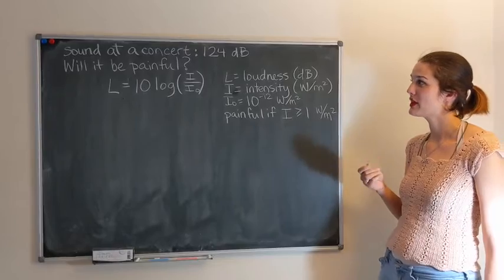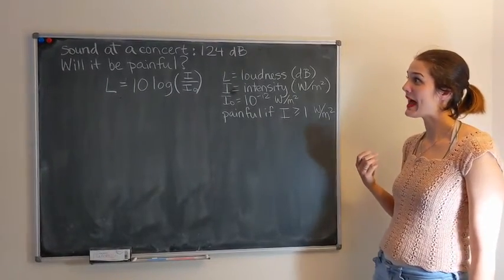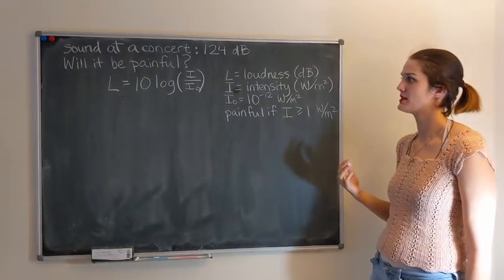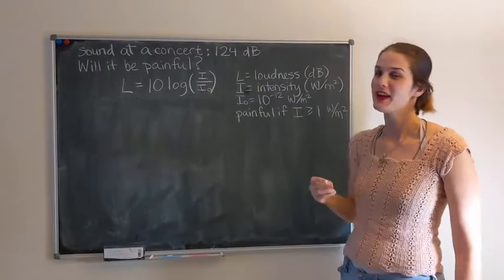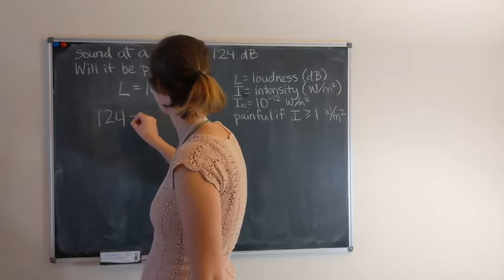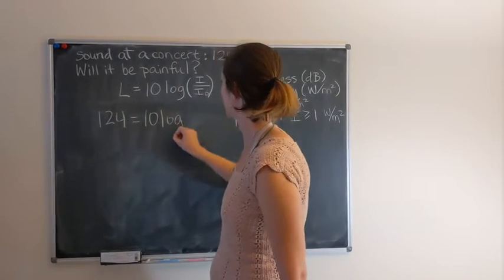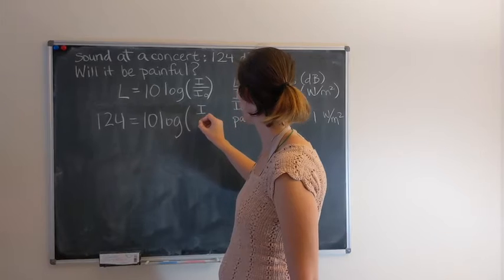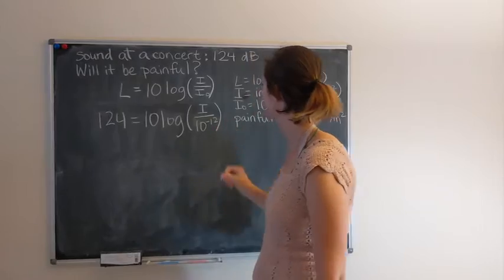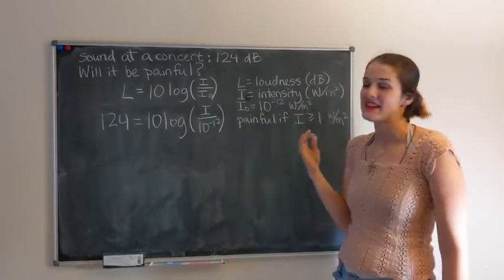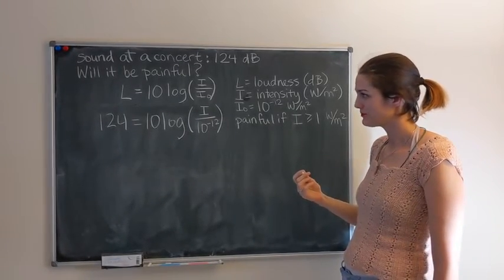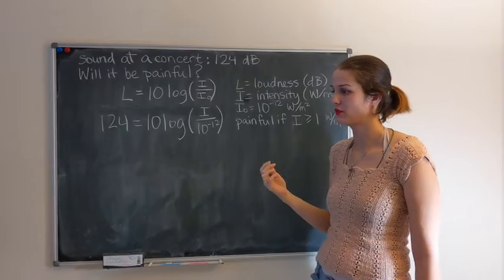So to start off, we need to just substitute in our loudness of 124 decibels and the base level intensity I naught of 10 to the negative 12. This will give us an equation of 124 equal to 10 times the log of I over 10 to the negative 12, where I is the intensity of sound at this particular concert with a loudness of 124 decibels. And so we need to solve this for I.